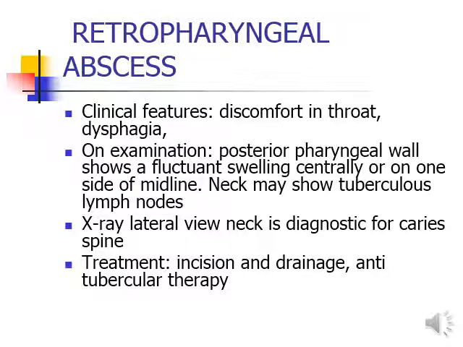Clinical features of the chronic retropharyngeal abscess are discomfort in the throat, dysphagia, and posterior pharyngeal wall swelling. Usually it's a fluctuant swelling, and most probably the patient is suffering from all the manifestations of pulmonary tuberculosis. The treatment in such cases is the treatment of the tuberculosis with sanatorium treatment, sun, air, proper nutrition, and all the anti-tuberculous medications.